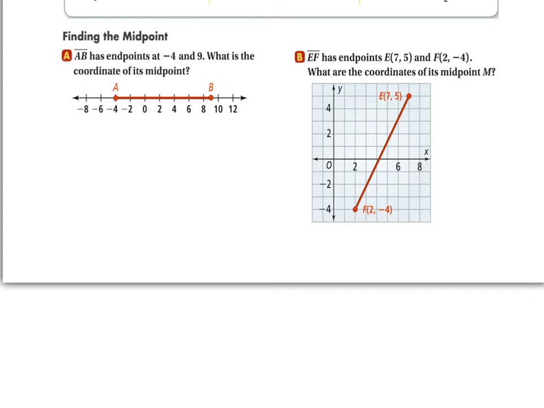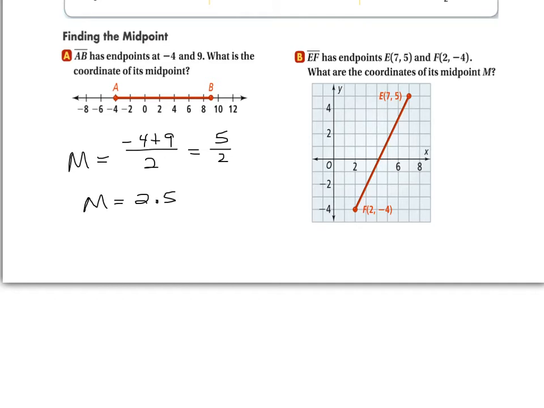Okay, now that you've hit pause and you've come up with an answer, let's go through and look at this. It says AB has endpoints of -4 and 9. What are the coordinates of its midpoint? So as we look at this here, we've got -4 and 9. The midpoint is going to equal the 2 endpoints added together, -4 and 9, divided by 2. Well, this happens to be 5 divided by 2, which in this case is 2.5. So the midpoint between -4 and 9 is 2.5.